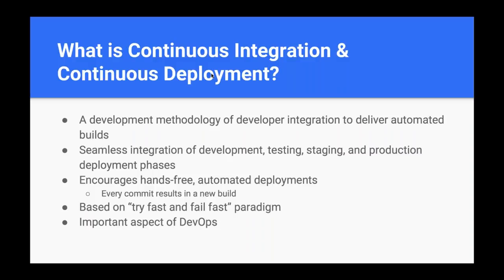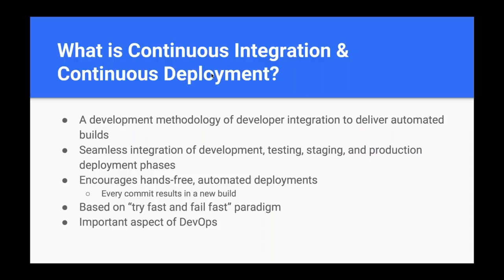It encourages hands-free automated deployments where every commit results in a new build. So it consolidates and aggregates the code coming from multiple developers, multiple branches, multiple languages. With microservices, it is becoming more and more important because your build system should be polyglot and it should support multiple runtimes, frameworks, languages, compilers, and so on. So the CI/CD pipeline will automate all of that and deliver a hands-free automated deployment paradigm.